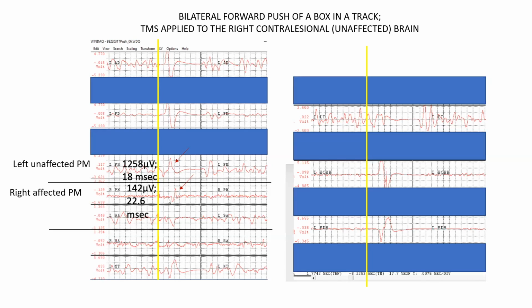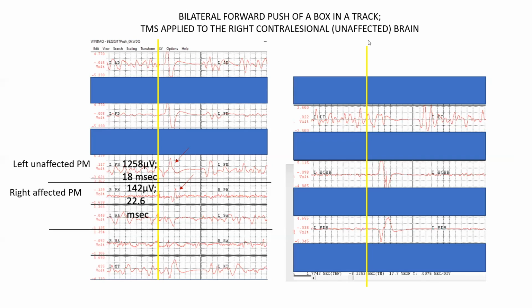But look at this. This is the right side pectoralis major, and here's a little MEP. It's 142 microvolts compared to 1258 microvolts on the left, but it is an MEP. Latency, not too bad, 22.6 milliseconds. But this is stimulating the unaffected brain.